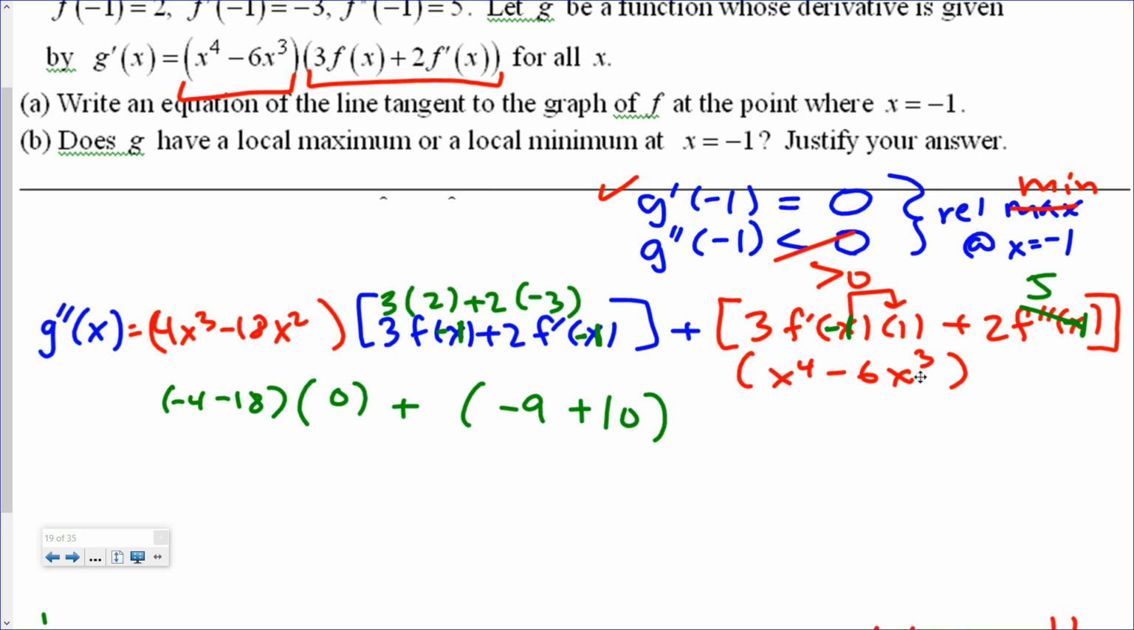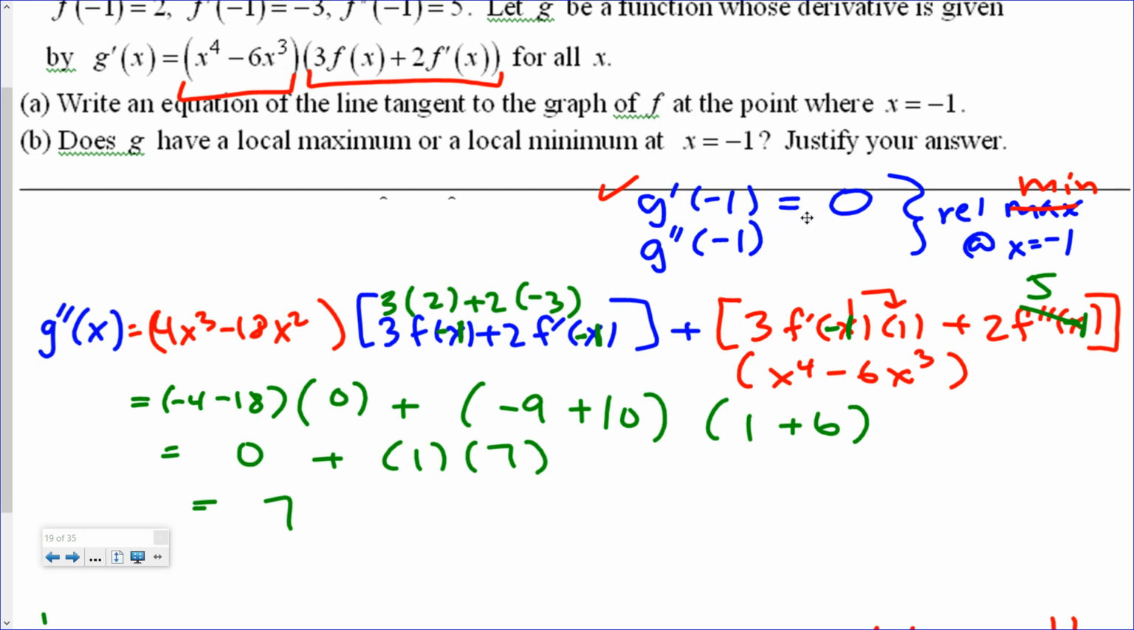And then I just need to plug in the negative 1s here. So that's going to be 1 plus 6. So what I get here is 0 plus 1 times 7. And so the answer is 7. But really, guys, it's a second derivative. So I really just needed to know what? Positive or negative. So is it positive or negative?